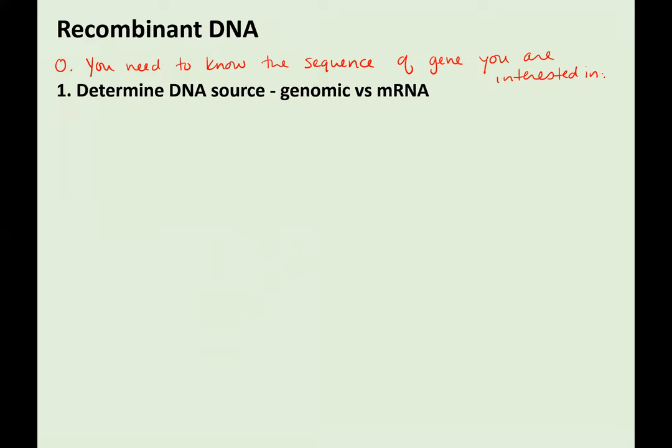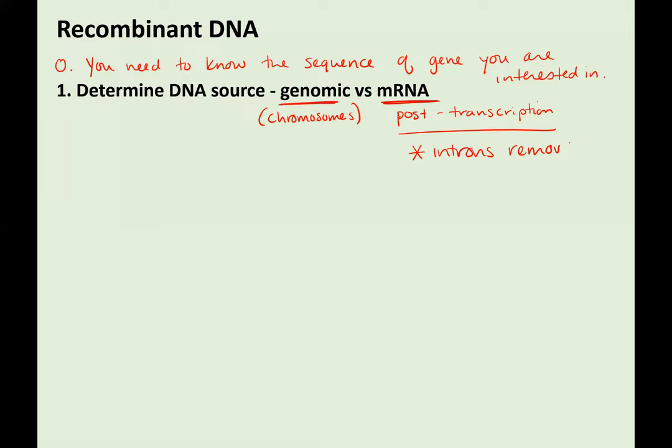Okay. So when I say you need to determine your DNA source, there's two options. Genomic, this is the chromosomes, or mRNA, this is post-transcription. So why would it matter? Well, we've talked a little bit about mRNA, and you know that it has the introns removed. So this gene sequence is ready for translation. And so you might notice that I call a gene, it can be referring to DNA, it can be referring to mRNA. So don't think every time I say gene, it means DNA. Sorry, I can't talk and write apparently.